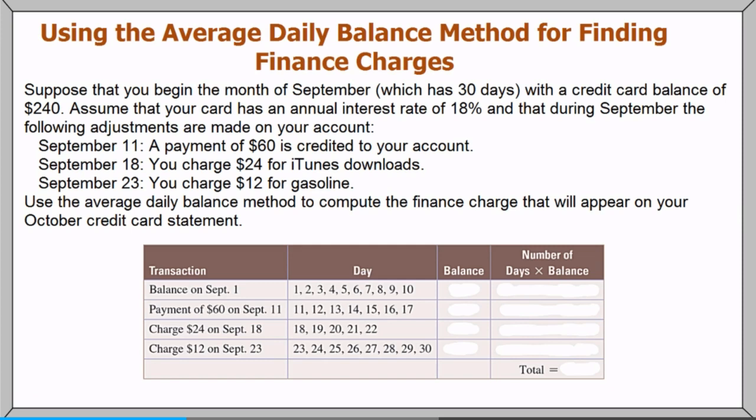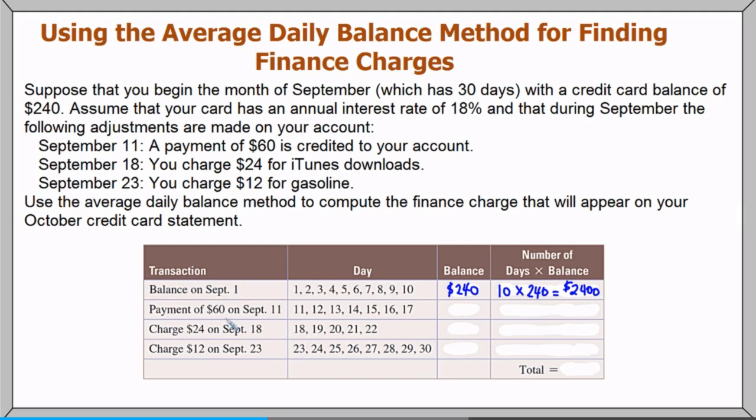The second column is labeled Day. The third column is labeled Balance, and the fourth column is labeled Number of Days times Balance. In the first row, we have the first transaction as the balance on September 1st. The balance was $240 on days 1 to 10. Multiply 10 by $240 for a total of $2,400 in the first row.